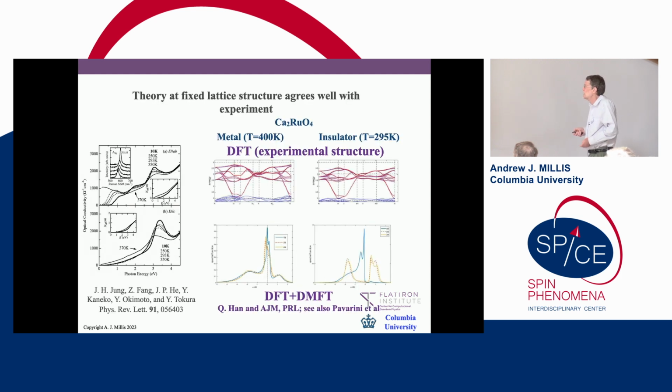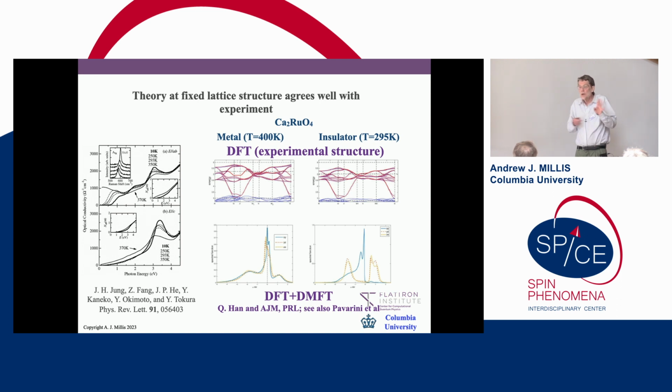OK, we know from various theories of correlated electrons that if you just do calculations at a fixed structure, you get results that are consistent with experiment. If I take the actual structure in the metallic phase, I feed the thing into my correlated electron machinery, I get a metal. I take the structure in the insulating phase, I feed it into my material, and I get an insulator.